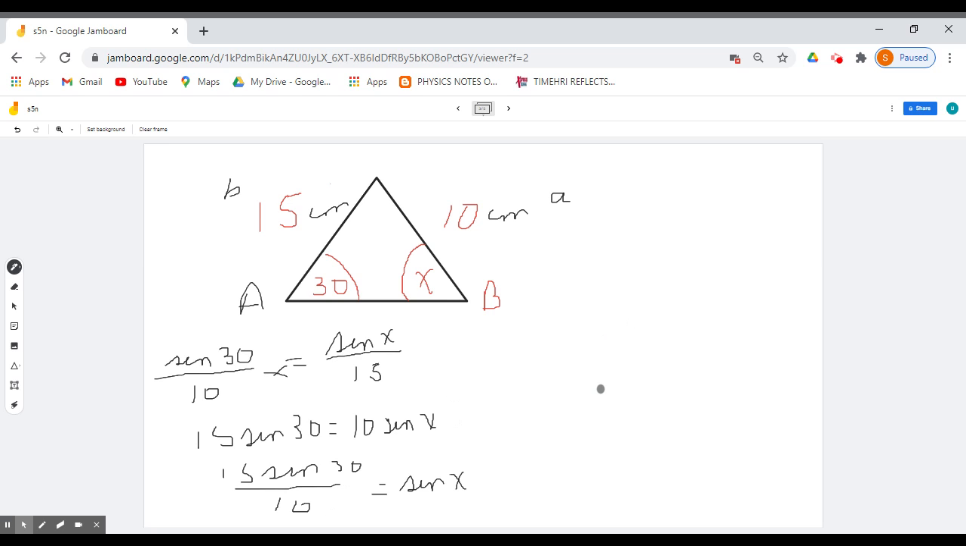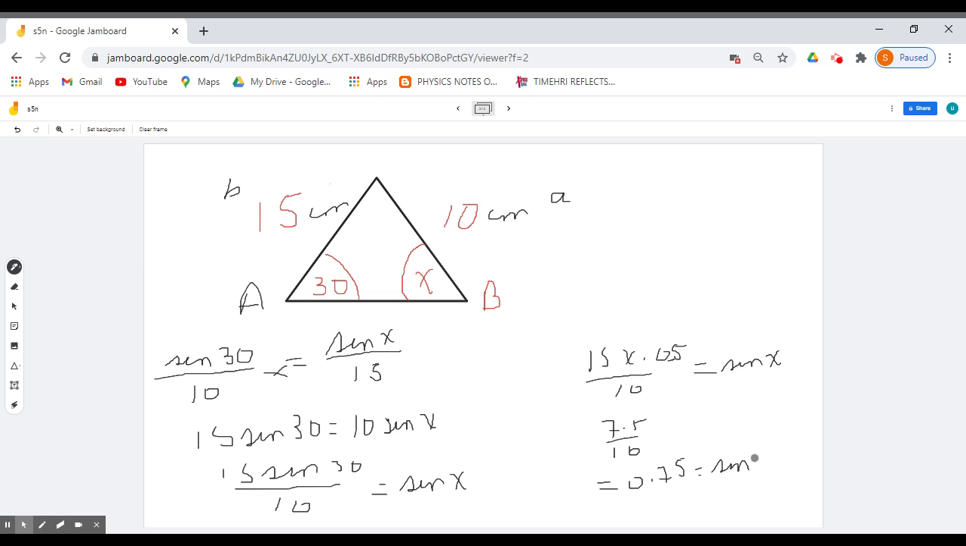So 15, and the sine of 30 is 0.5. So 15 times 0.5 over 10 is equal to sine x. So we're going to simplify that. We get 7.5 divided by 10, which is 0.75. That is equal to the sine of the angle.